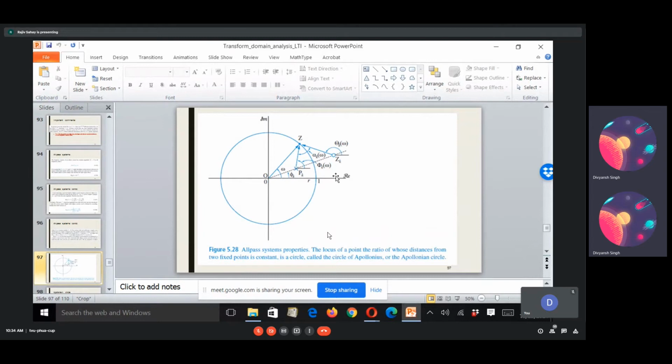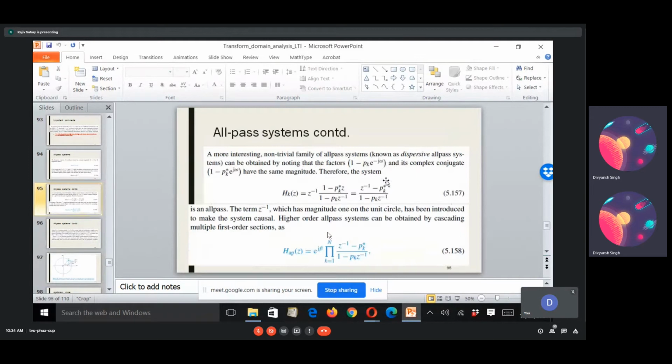So now you see we had z to the power minus 1 minus pk star on the numerator and 1 minus pk z inverse in the denominator. So the numerator contains the reciprocal zero, that is 1 by pk star. And the denominator contains the pole pk, which is inside the unit circle.